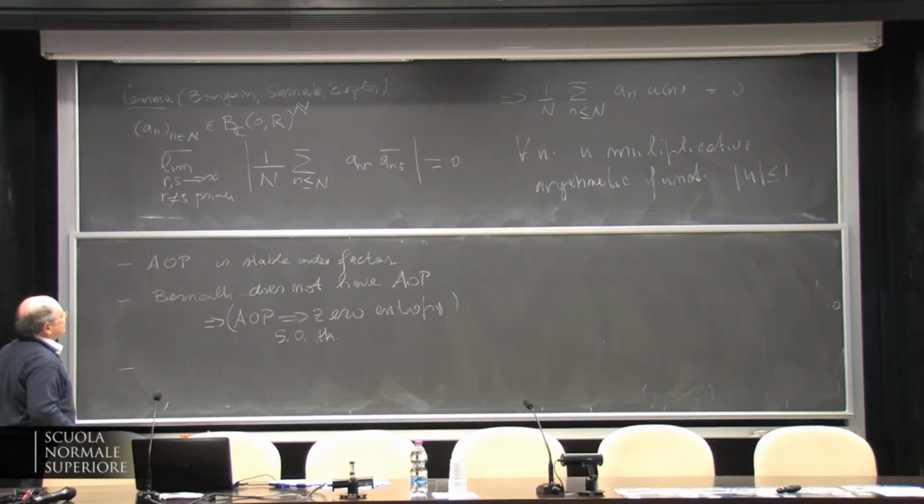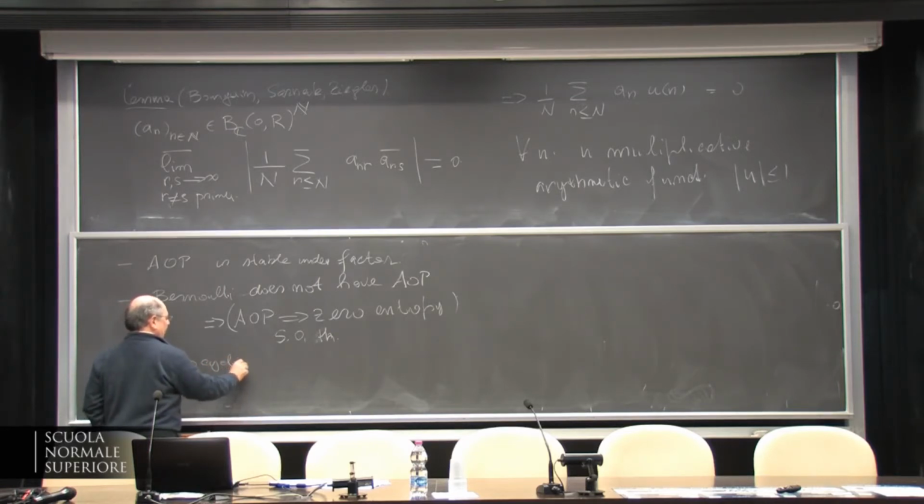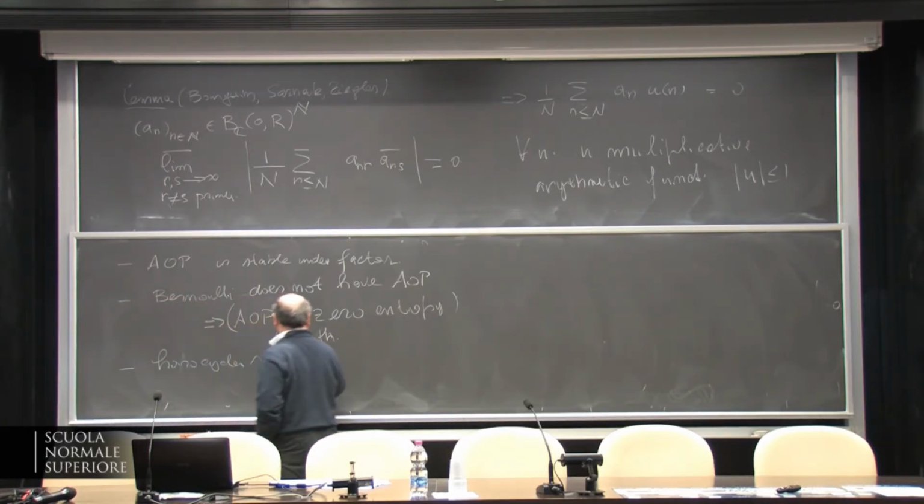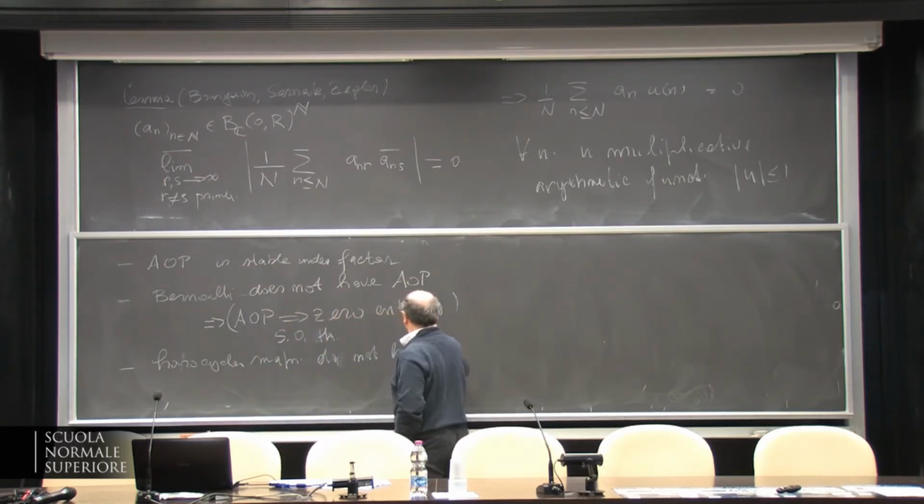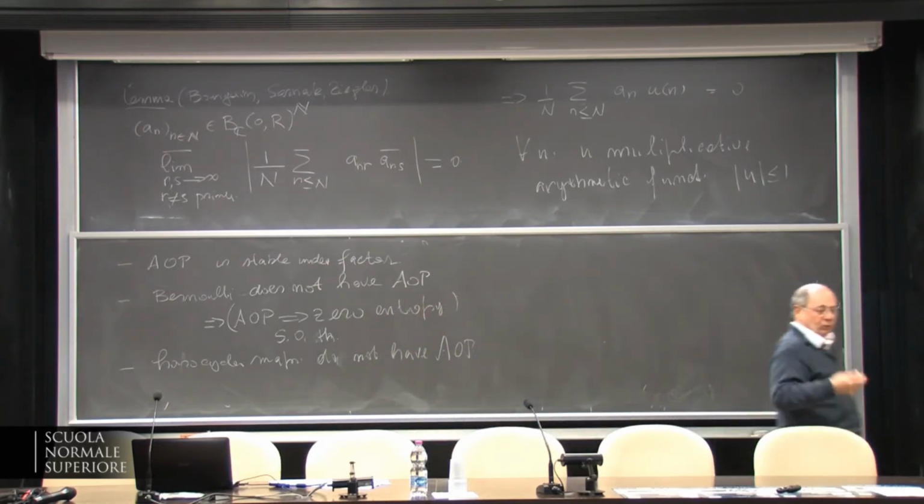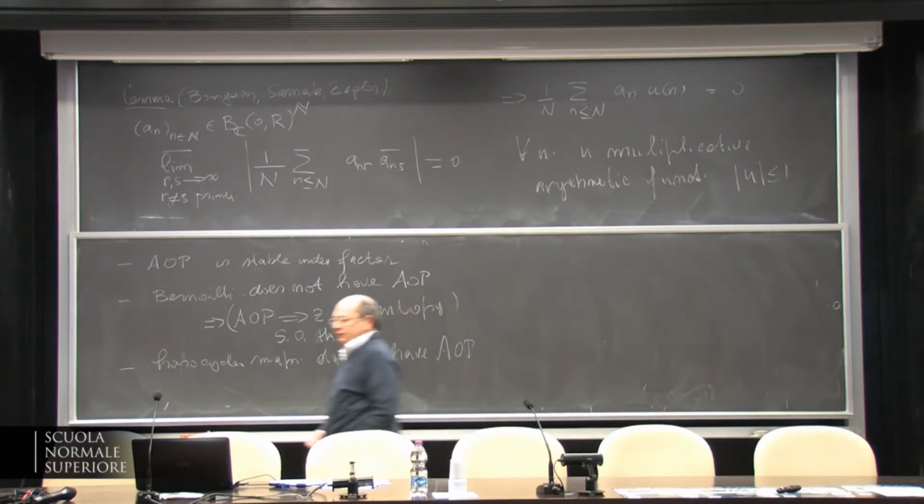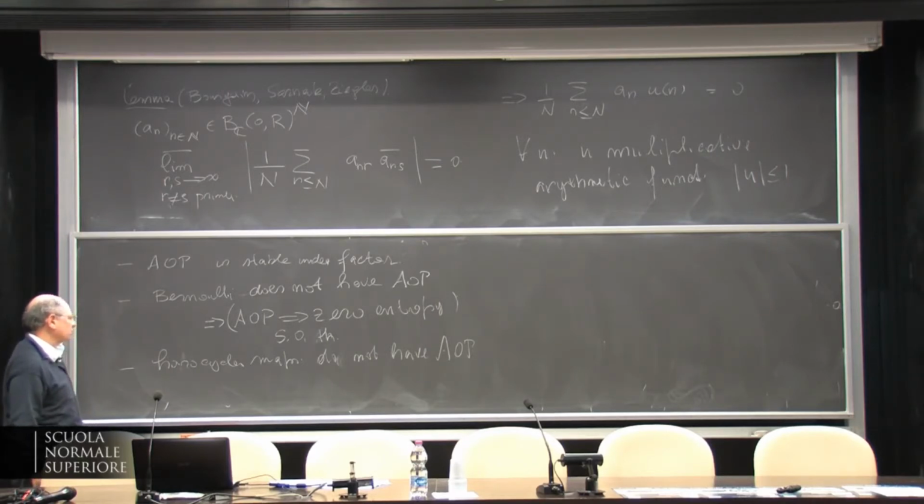And finally, another system that does not admit AOP: horocycle flows, or horocycle time maps, do not have AOP. But in the same paper that I mentioned before, Bourgain, Sarnak, and Ziegler proved Möbius disjointness for the horocycle map. So why does the horocycle flow not have AOP?